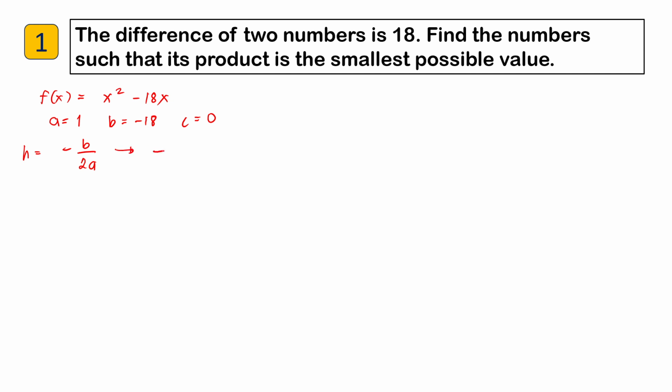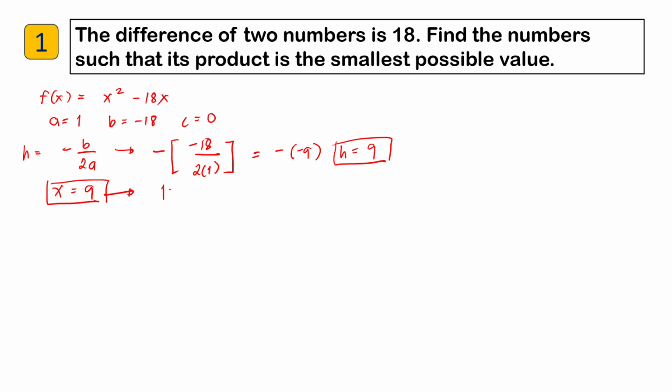So we'll have negative times negative 18 over 2 times 1. 2 times 1 is 2, and negative 18 divided by 2 is negative 9, and negative times negative 9 gives h equals positive 9. Since h is 9, then we can say that the x value is 9. So 9 is the first number.